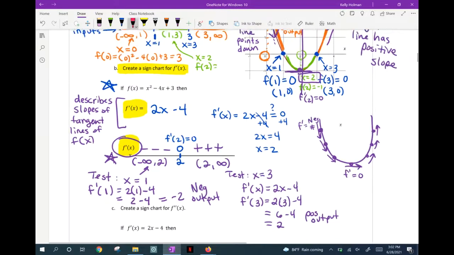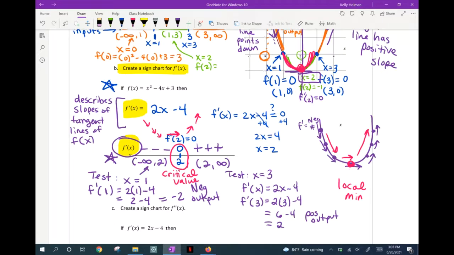So in next class, this partition number right here, we're going to rename a critical value, because what it's going to tell us is that we have a minimum happening there. If your tangent lines are pointing down and then they hit 0 and then they point back up, see how in algebra you learned that that was called a local min? This point right here where it was going down, then flattened, and then went back up, that's a local min. But that local minimum is a critical value.